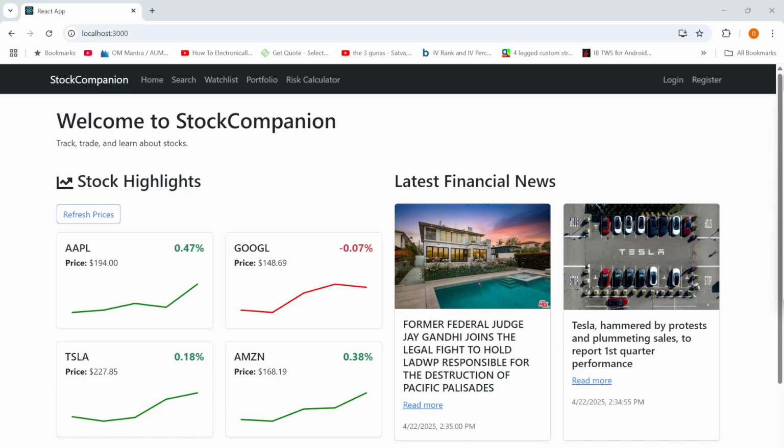StockCompanion addresses a growing need for beginner-friendly financial tools that don't rely on real money. I created this app to enable users to simulate investing, analyze risk, and track financial news all in one location. Basically, it's a safe way to play around in financial markets without losing any real money.